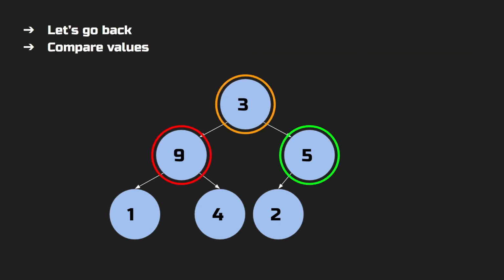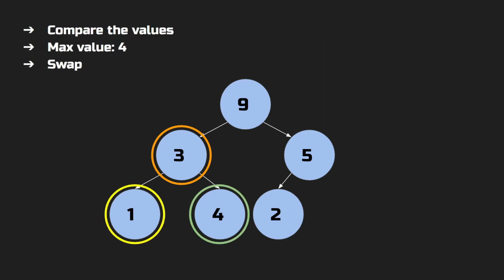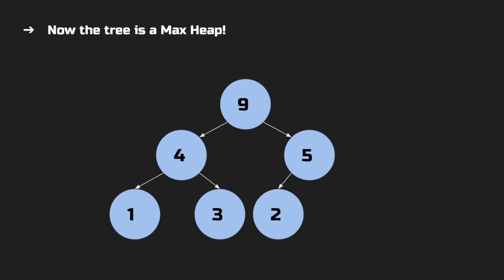So let's go back, compare the values. Maximum value is 9, so we will swap them. After swapping, we will apply the heapify on the child node too. We will compare the values. The maximum value is 4, so we need to swap the values, and we need to apply the heapify operation on 3 as well, but since it's a leaf node, nothing will happen. Now we can say the tree is a max heap.